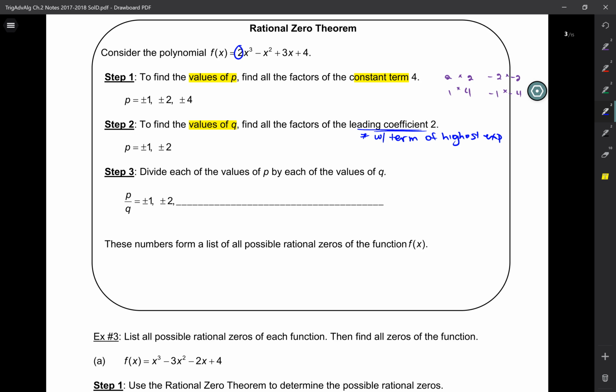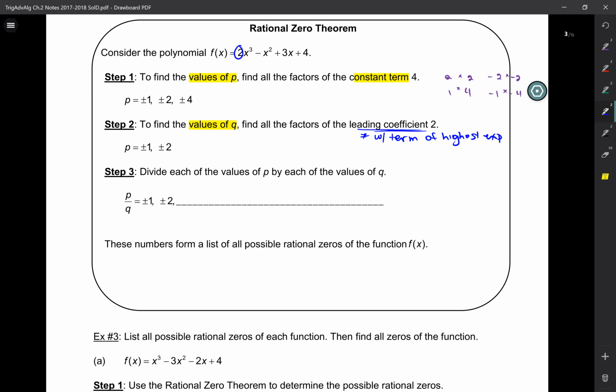Why are we finding the factors of the constant 4? That's what this rational zero theorem says. So it's always the constant term, the one without the variable. So the last term will give you values for P. The first number will give you values for Q. So the factors for 2 are 1 and 2, but we just put plus or minus 1, plus or minus 2. Now we have to divide each of the values of P by each of the values of Q.